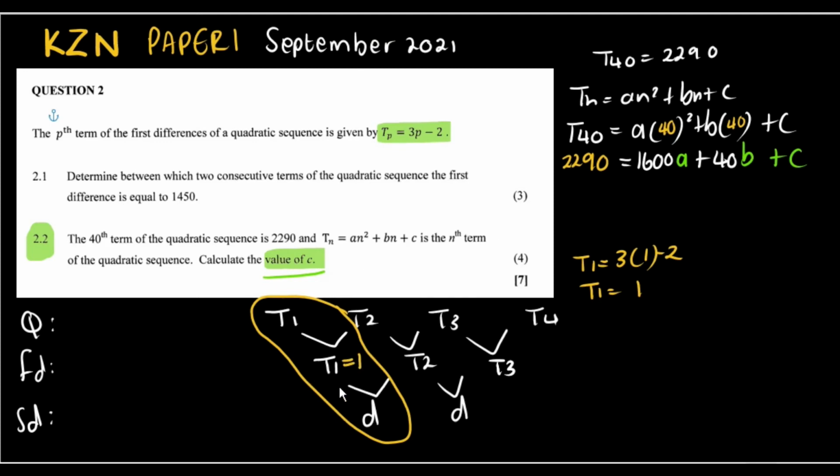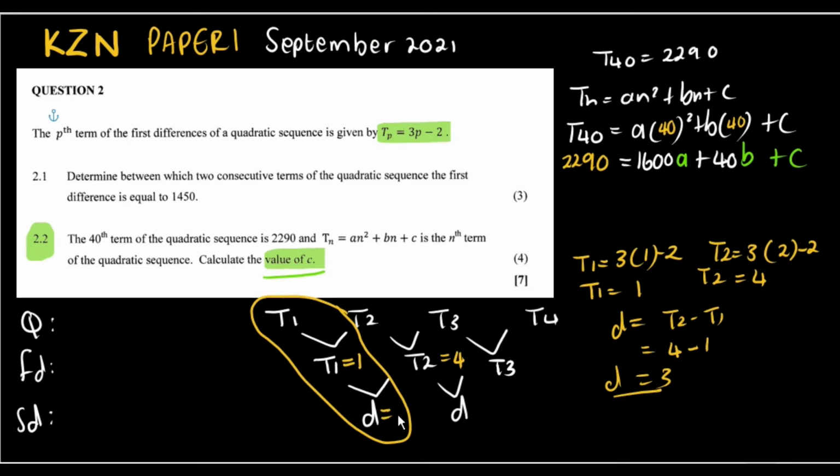So how about we just keep going and find T2 so that we can find the difference. T2 is equal to 3 bracket 2 minus 2. That's 6 minus 2, which is 4. So T2 is equal to 4. If we want the value of D, we just have to say term 2 minus term 1. That will give us 4 minus 1, which is 3. So now we know that D is equal to 3. Another way to see D is that they've given you Tp is equal to 3p minus 2.